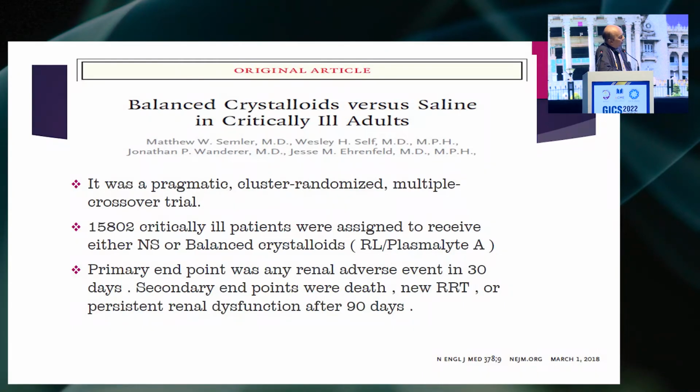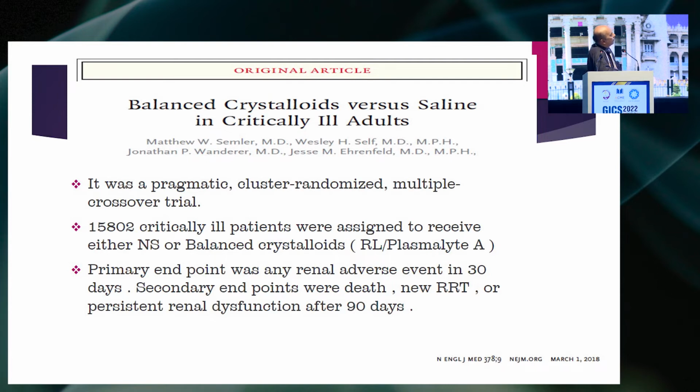Next, this was a recent trial, from about 2018: balanced crystalloid versus saline in critically ill patients. It was a pragmatic, cluster randomized, multiple-crossover trial, not exactly a randomized controlled trial. 15,000 critically ill patients were assigned to receive either normal saline or balanced crystalloids. Again, they were clubbed together, Ringer's lactate or Plasmalite A. The primary endpoint was any major adverse kidney event in 30 days. Secondary endpoints were death, new renal replacement therapy, or persistent renal dysfunction after 90 days.